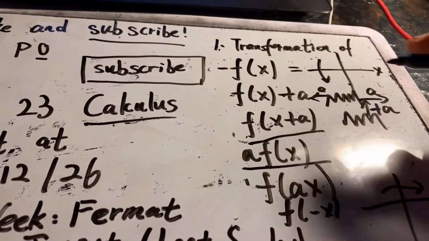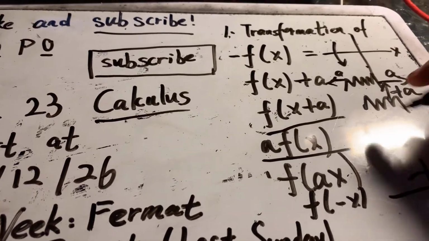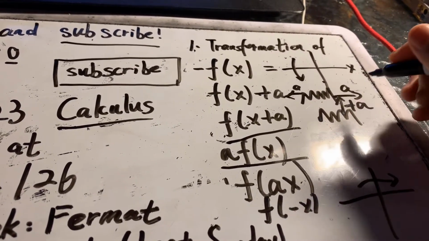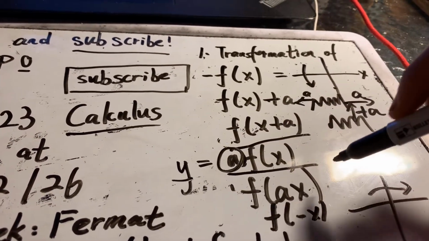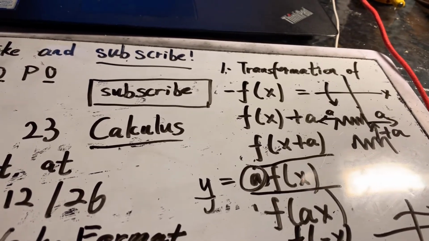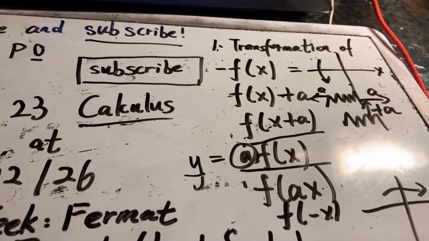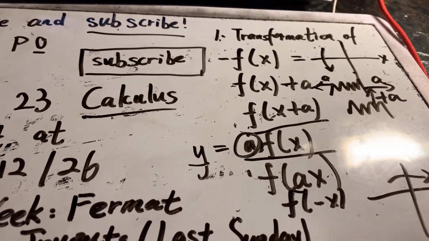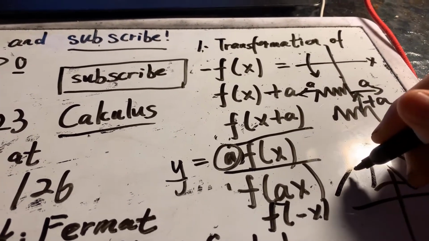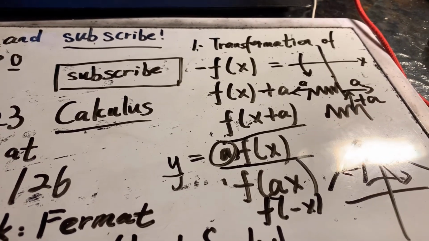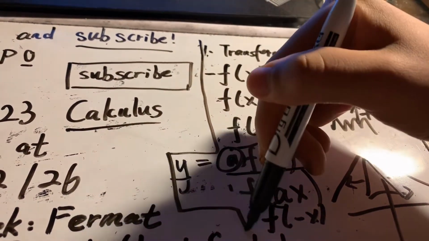So this is stretching. It stretches vertically for every grid, or you can think of it as every y being multiplied by a in this case. So this is vertically stretching a times for every value. And this is horizontally stretching. If a is equal to 2, then it is horizontally stretching by 2. So those are the basic transformation knowledge.